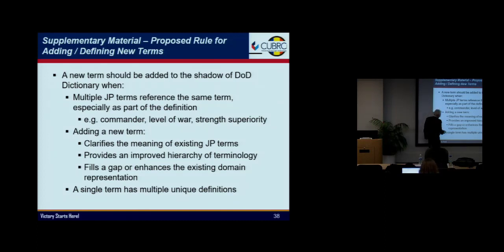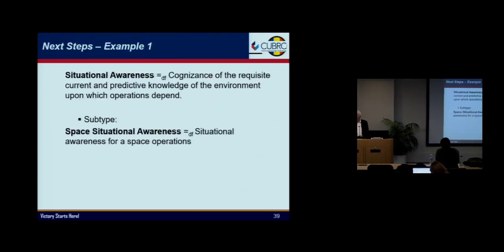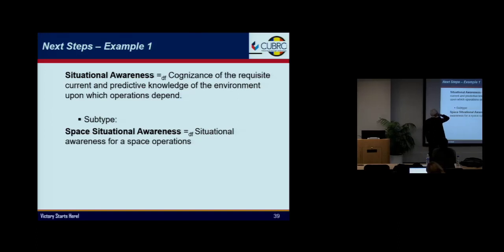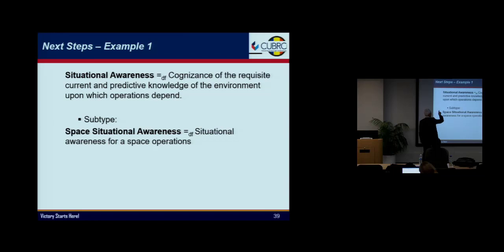Then also we may need to add a shadow term where a single term in the Joint Dictionary is already there, but we need terms to correspond to the separate numbered definitions within the Joint Dictionary. So an example would be situational awareness. This is the joint definition: cognizance of the requisite current and predictive knowledge of the environment upon which operations depend. And then we have a subtype. Now the subtype is easy. Space situational awareness is just situational awareness for a space operation.